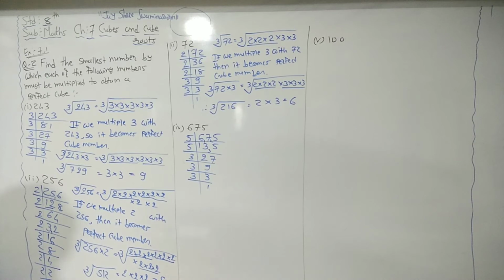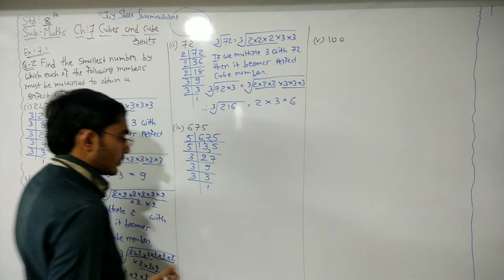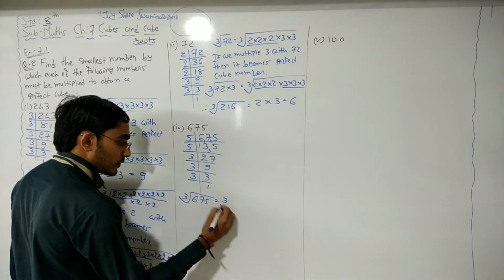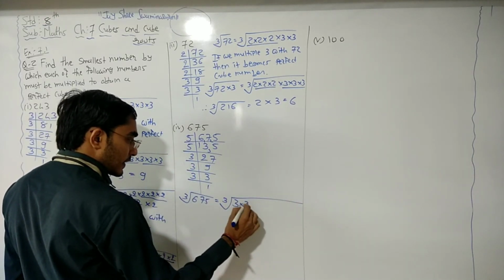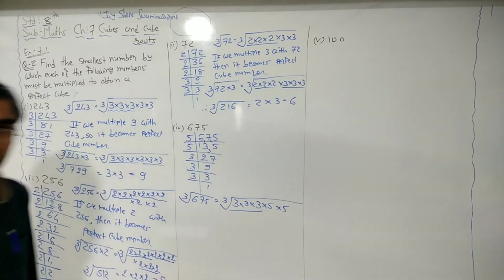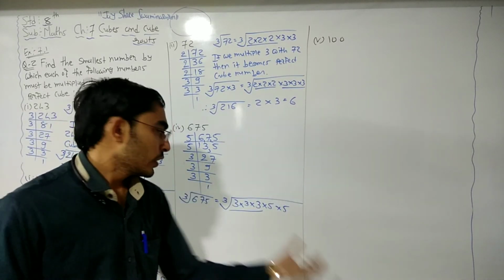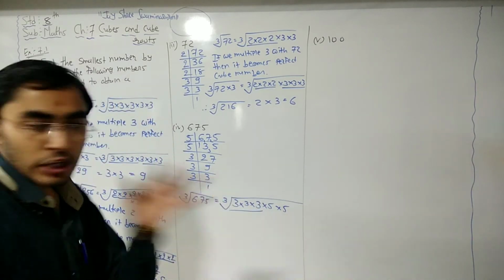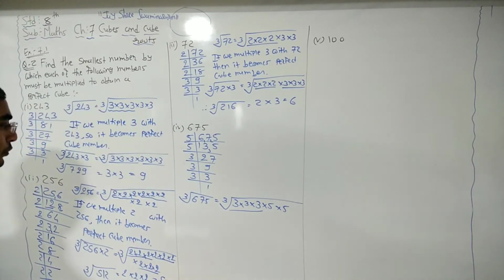Okay. Now we need to find the cube root of 675. So cube root of 675, 3 times 3 and 2 times 5. So here we have one pair of 3, but for 5 we have only 2 times. One more time we want, so we need to multiply 5 with this number. Okay, one more time we want 5, so we need to multiply 5 on both the sides.